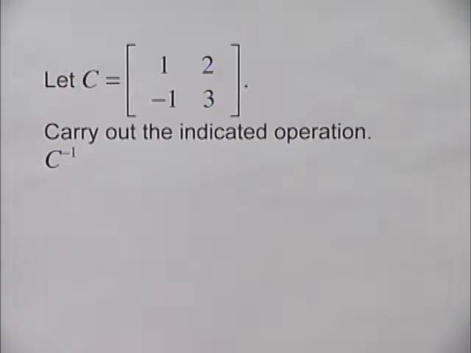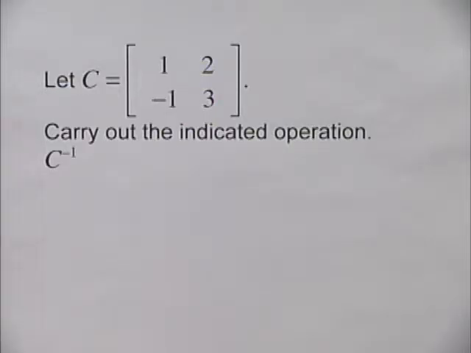Let matrix C be equal to the 2 by 2 matrix 1, 2, negative 1, 3. Carry out the indicated operation, C inverse. That is, find the inverse matrix of C.